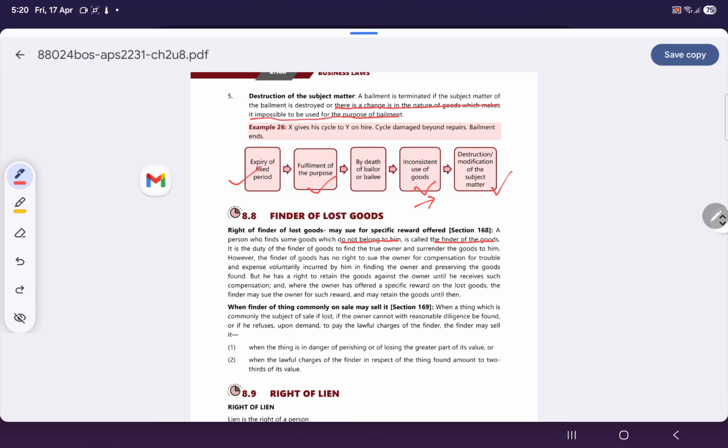When the true owner comes, now can the finder of the goods tell him, I have had to make so much expense because of you and finding you, so I am going to sue you? So he cannot say like that. He has no right to sue the owner for compensation for trouble or expenses voluntarily incurred by him in finding the owner and preserving the goods found.